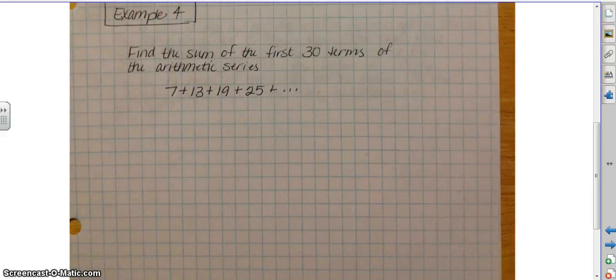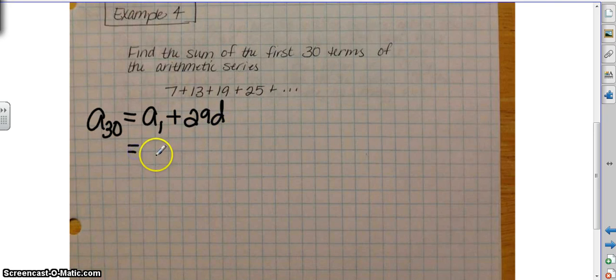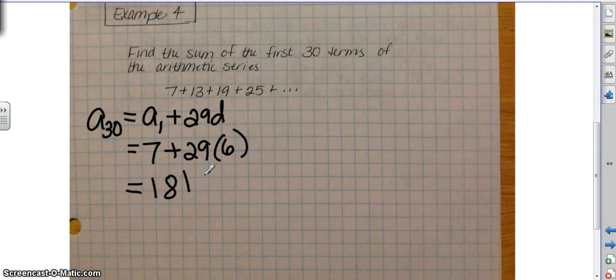7 plus 13 plus 19 plus 25 plus and so on. So what I need to know is what is a sub 30? Now the formula for a sub 30 would be a sub 1 plus 29 differences. So I need to know what my difference is. A sub 1 is 7 plus 29 times, it looks like each time I go to the next number, I'm adding 6. So 29 times 6, which would give me 181.